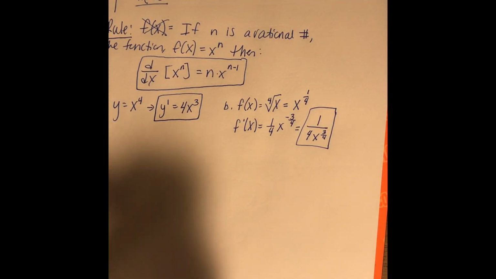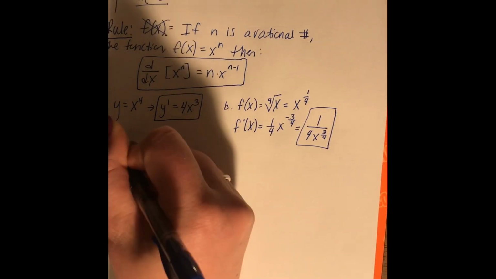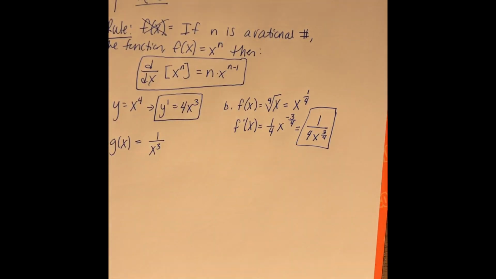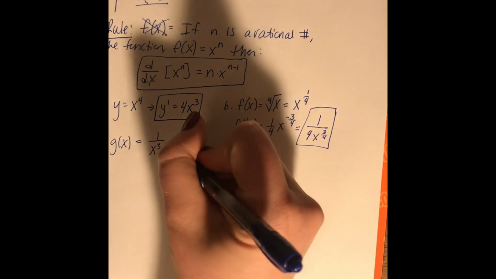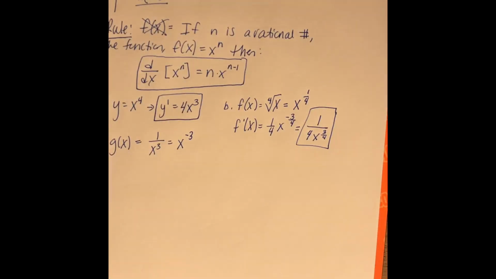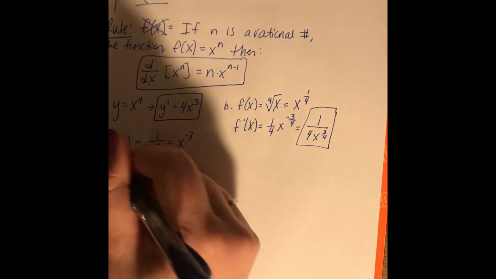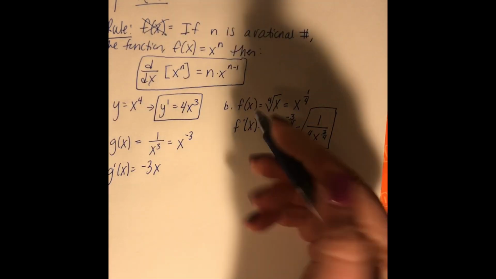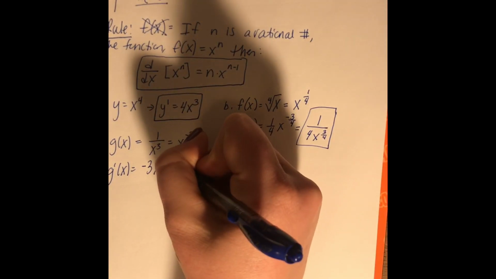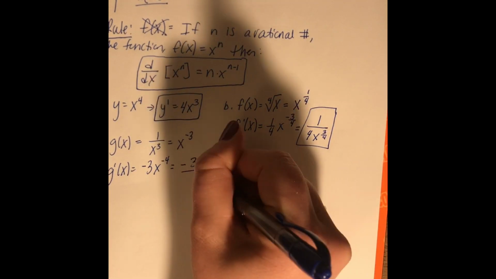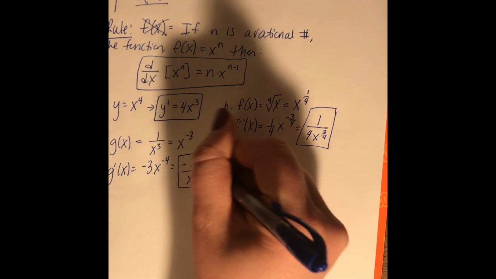And the last example is C. We have g of x is equal to 1 over x to the power of 3. Again, when we do this rule, we have to make sure we are dealing with just numerators. So we're going to change this to x to the negative 3. Now that it's a rational exponent, I'm going to follow the power rule. So g prime of x. I'm going to kick this out in front, so it's negative 3x. I'm going to subtract 1 from negative 3 to make it negative 4. But again, remember, we can never leave negative exponents. So our answer is negative 3 over x to the power of 4.